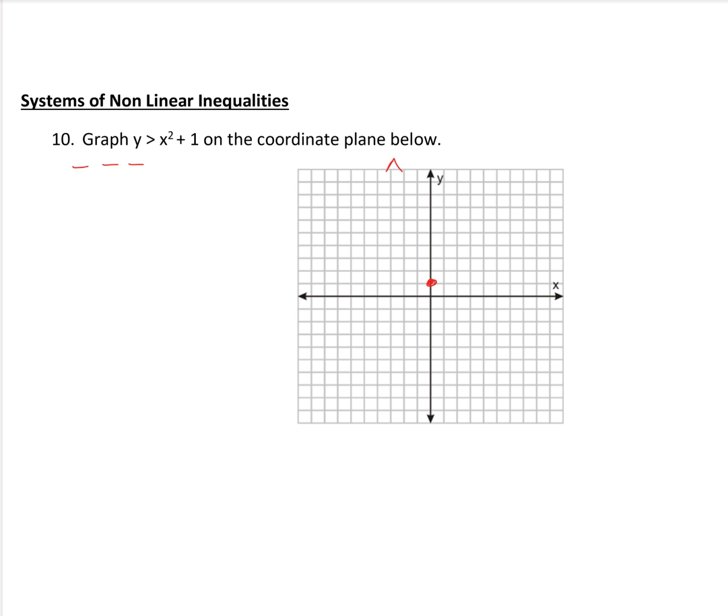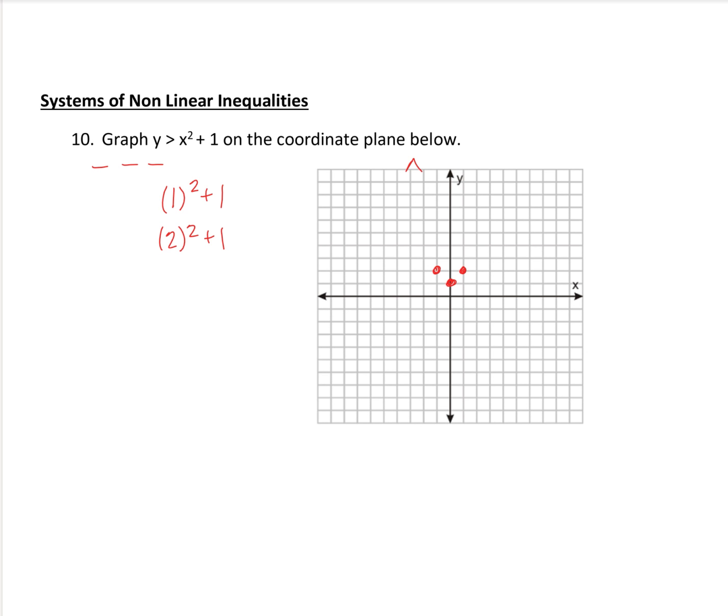Now, if you want to be specific, you could plug in 1 squared plus 1. So I would end up with 2, so 1, 2, which of course I would mimic on the other side with a -1, 2. And then I could do it again for 2. So I would get 2 squared is 4, 4 plus 1 is 5, so I would get 2, 5. And I would mimic it on the other side at -2, 5. Then I would draw a dashed line because it's a dashed line.